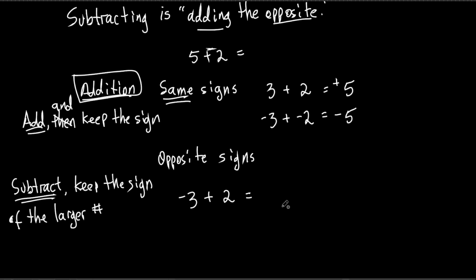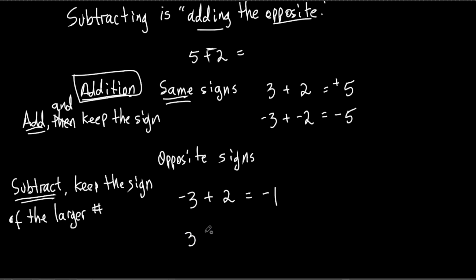Everybody got it? So let's just subtract these. 3 minus 2 is what? Is 1, okay? And then, how do I know what sign goes here? The larger number is 3. That one's negative, so what's this going to be? That's going to be negative. Right with me? Let's do another one.